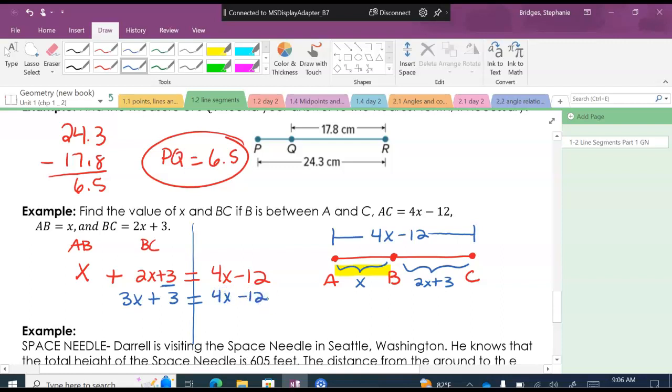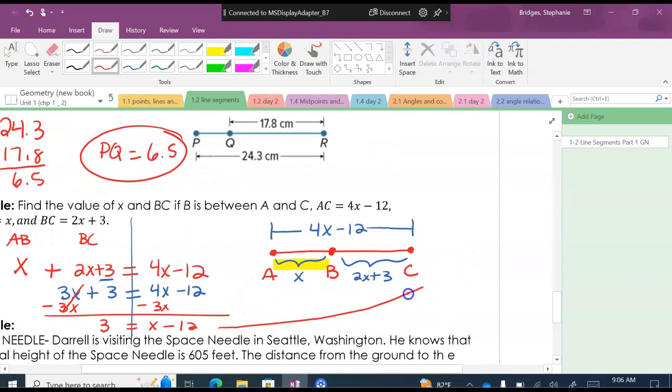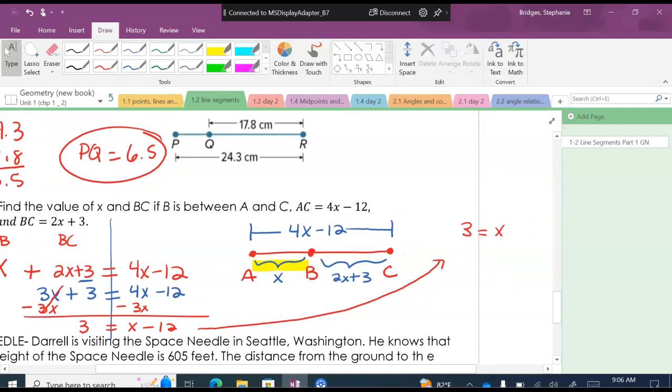Now, we want to get all of our x's on one side of our fence and everything else on the other side of the fence. It doesn't matter which way we go. However, most of us try to stay away from negatives, I think. So how many of you would say you want to move the 3x over to the 4x? And how do we move it over there? Subtract it, yep. So I'm going to subtract my 3x over. And I'm going to run out of room here in just a second, so I'm going to have to go to the side. 4x minus 3x is 1x. And I'm going to come over here. So I have 3 equals x minus 12.